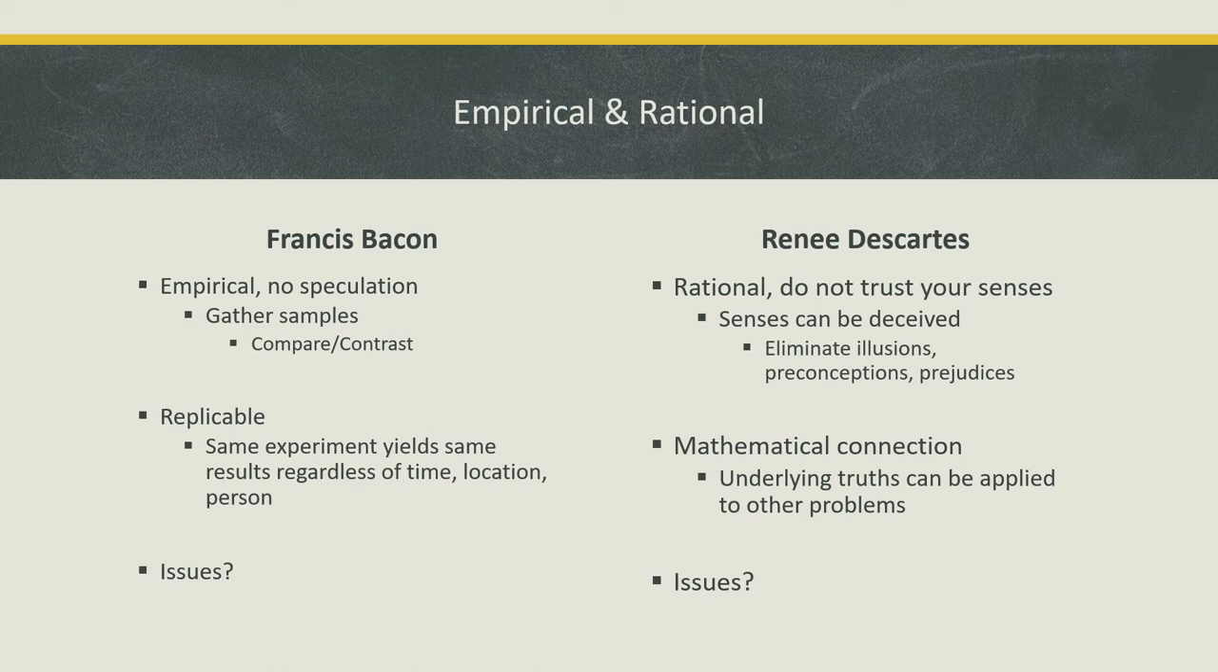How do you test that? How do you test that it's the perfect chocolate chip cookie? Well, you need replicability. You need empirical data. So there is a little bit of symbiosis there, but also antagonism between the empirical and rational models.